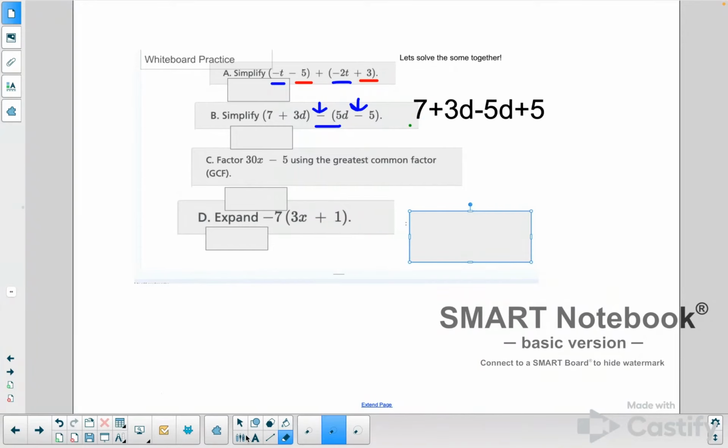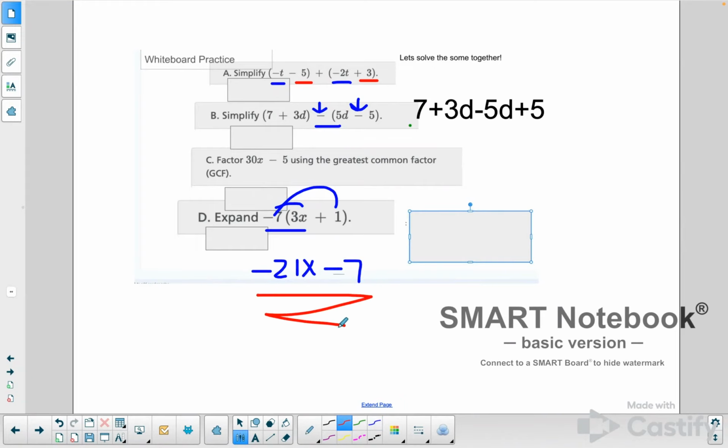All right, last question of the day. It says expand the following. Another way of expanding the following just means distribute. So we have here a minus 7 and a 3x plus 1. So we need to distribute our minus 7 to our 3x here. And we're going to end up with minus 21x because we're multiplying. Then we have to distribute our minus 7 here to our 1. And minus 7 times 1 is minus 7. So when we expand our minus 7 parentheses 3x plus 1, we end up with minus 21x minus 7.